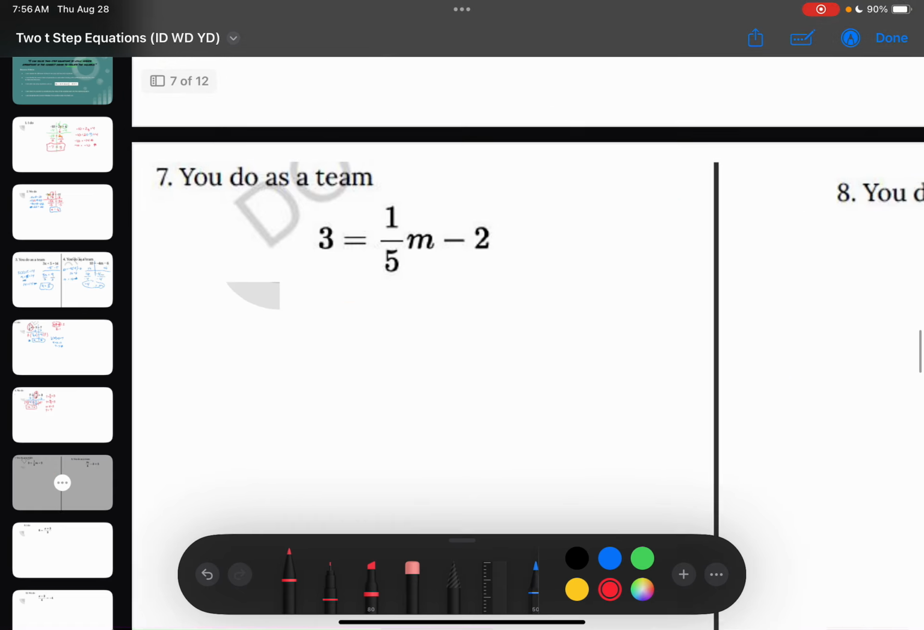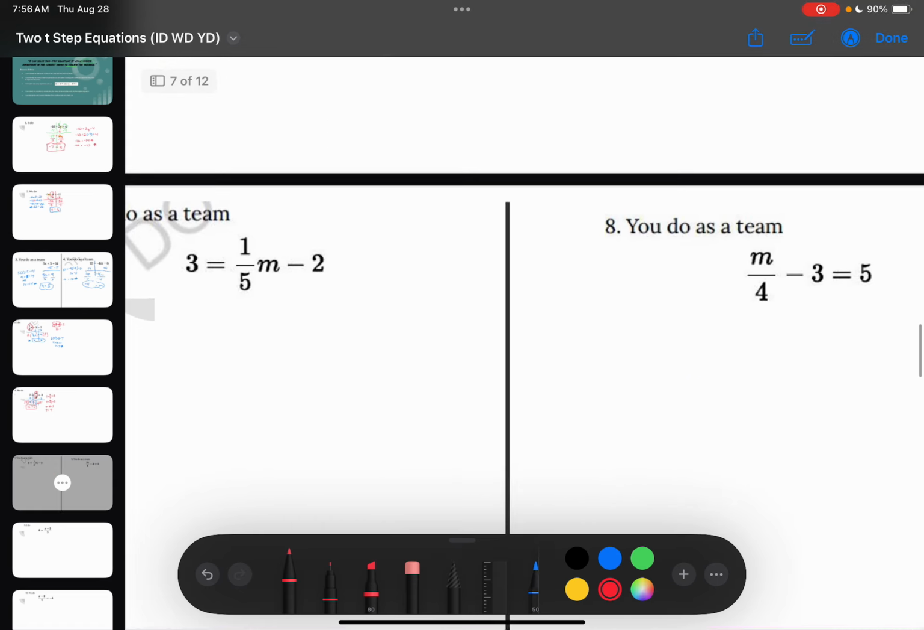All right, here are the 2 for you to do as a team. So we can pause the video there and work on those.